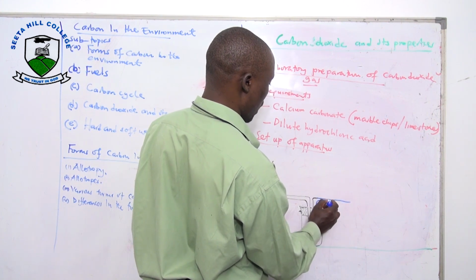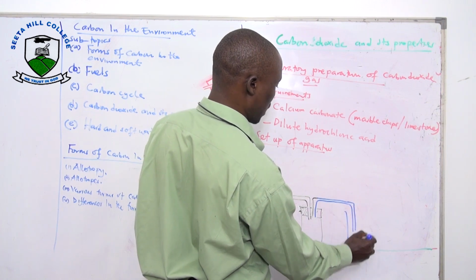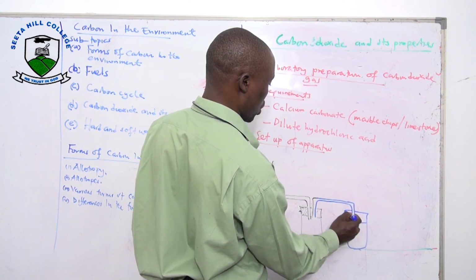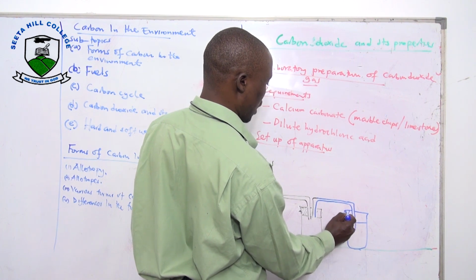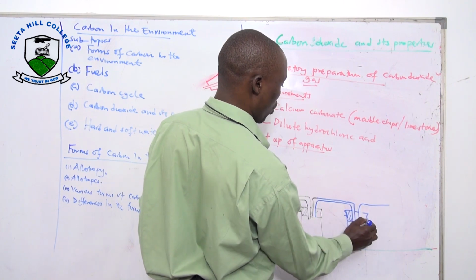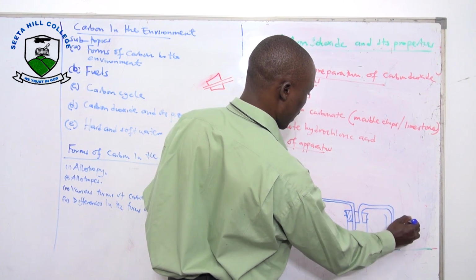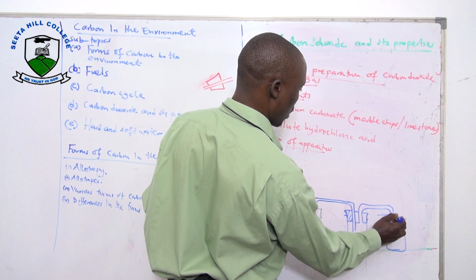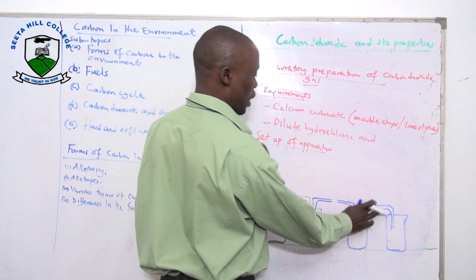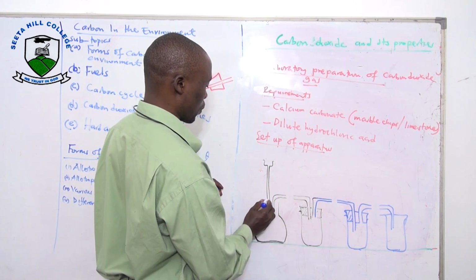Now since we need a dry gas, we pass it through a drying agent to dry the gas. We are using these boiling tubes to act as the reagent bottles. Then we collect the gas in what we call a gas jar. A gas jar here, it can stand alone. Now these delivery tubes are not long enough.